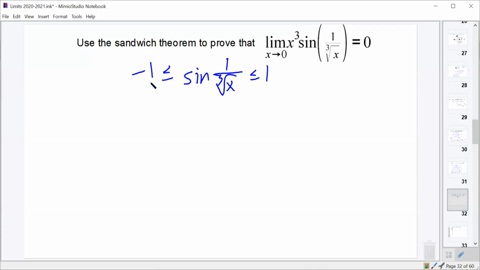So then can't I just multiply all three pieces by x cubed? Like we've been doing with the other one. Like the last one, I multiplied them all by x to the fourth, right? And the one before that, I multiplied them all by x to the second, I think it was. I don't think you can because x cubed can be negative at times. Exactly. That's the problem. And what's the problem with multiplying by a negative in this case? The inequality signs will switch.